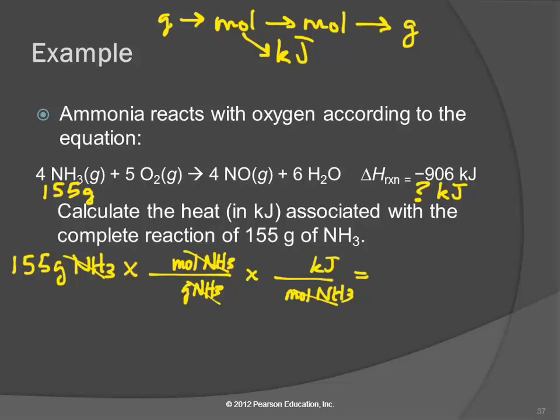The kilojoules to mole conversion we get from the equation that we were given. The amount of kilojoules, delta H, is minus 906. So we write minus 906. That negative is just telling us that that's going out. It's the amount of heat leaving.